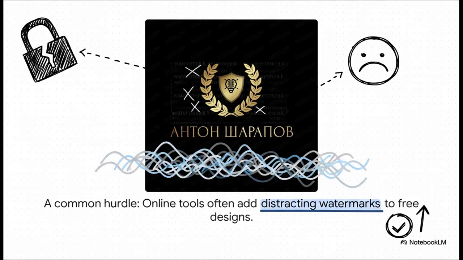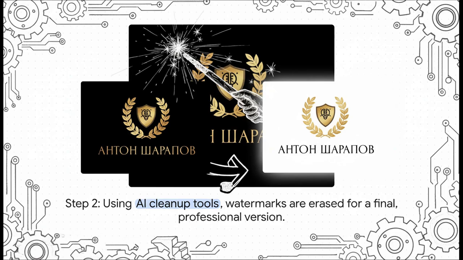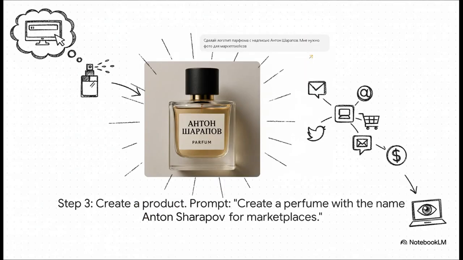Okay, but here's something you'll definitely run into. A lot of online tools, especially the free versions, will slap these ugly watermarks all over your design. It looks super unprofessional, but don't worry, it's not the end of the road. And that brings us to step 2, refinement. There are AI cleanup tools that can just magically erase those watermarks. And what you're left with is a clean, professional logo that's ready to go. It just goes to show you, AI isn't just for making the first draft, it's also for cleaning up and finishing the job.